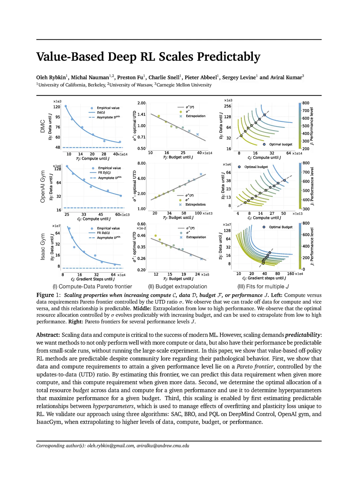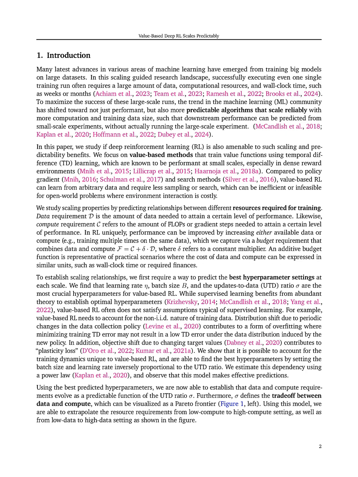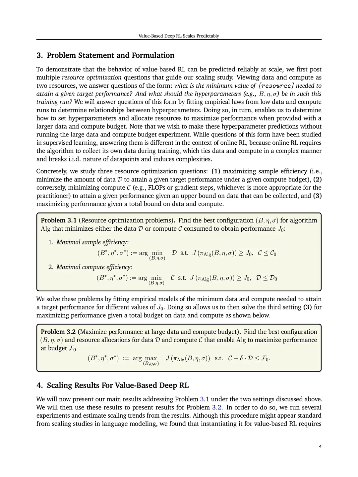The proposed method establishes hyperparameter predictions and scaling relationships through a systematic approach. First, it identifies the key hyperparameters, batch size B, learning rate eta, and updates to data, UTD, ratio sigma, that significantly influence the performance of value-based reinforcement learning, RL, algorithms. Next, empirical models are fitted to determine the relationships between these hyperparameters and the required data, D_J, and compute, C_J, needed to achieve a target performance level, J_0.